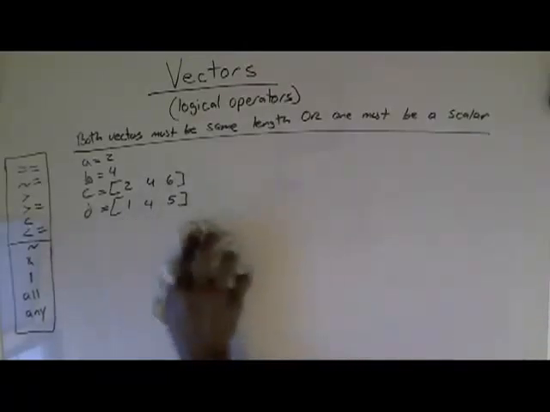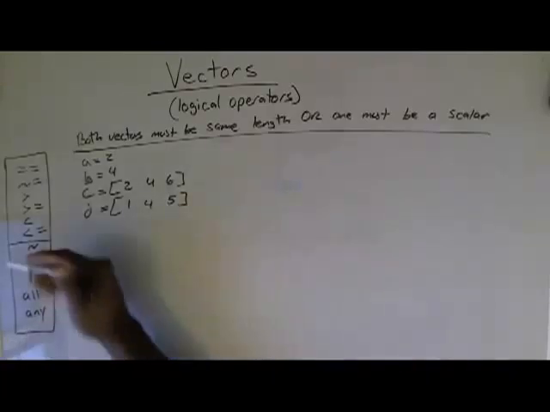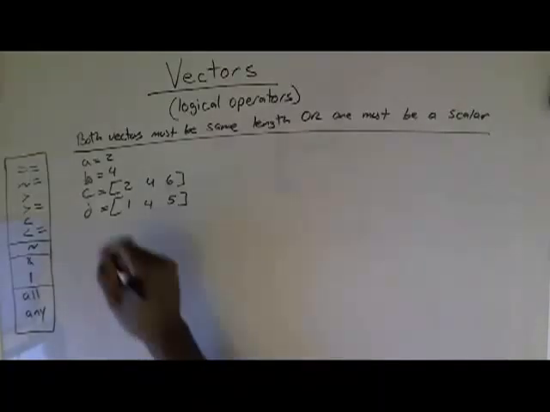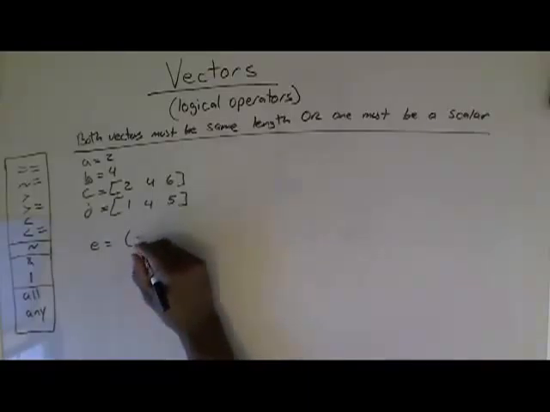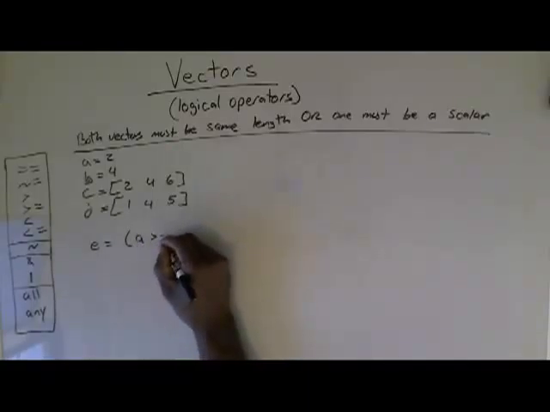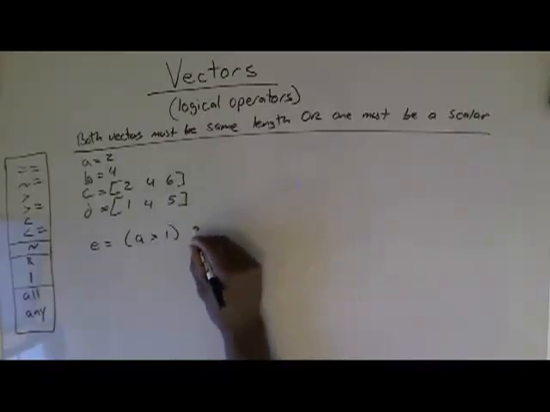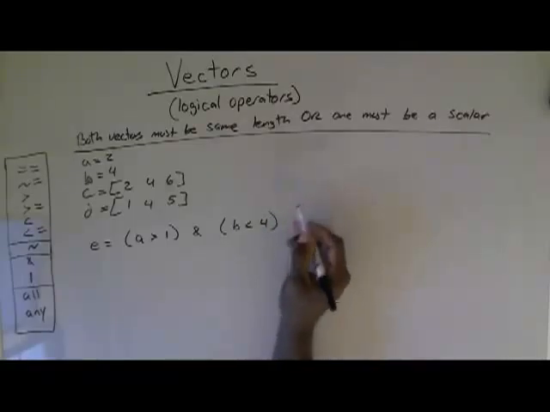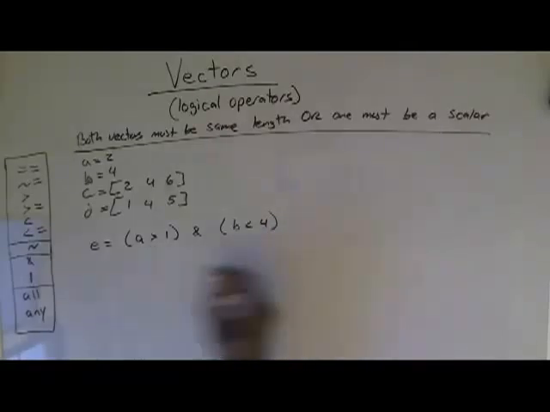Now let's look at the and statement. These two, the and and the or, allow you to combine logical statements. So let's say here E equals A greater than 1 and B less than 4. Okay, so you have to take it one step at a time.